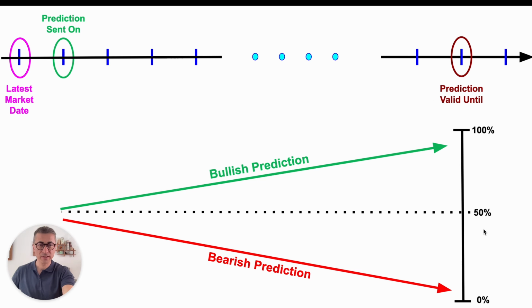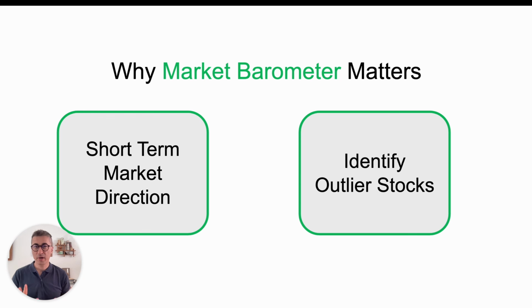So if the prediction itself gets closer to 0%, goes down from 50% and gets closer to 0%, it indicates an even stronger bearish trend on the markets. So if the prediction goes up and gets closer to 100%, then it indicates a stronger bullish expectation from the given market prediction. So why does the market barometer matter?